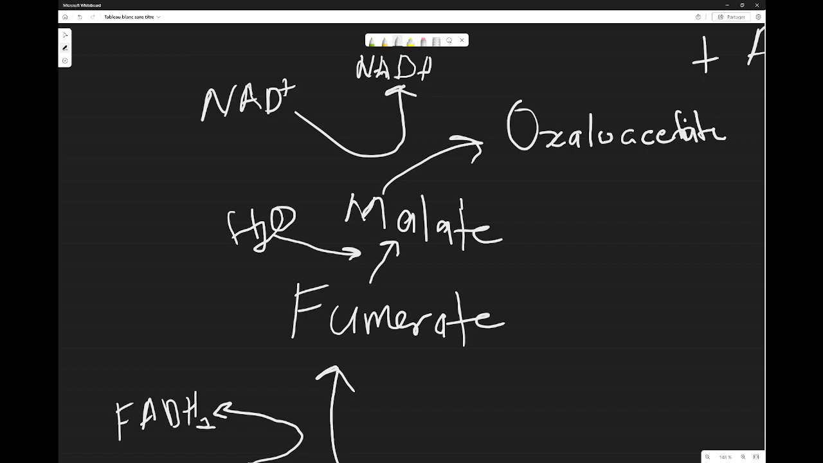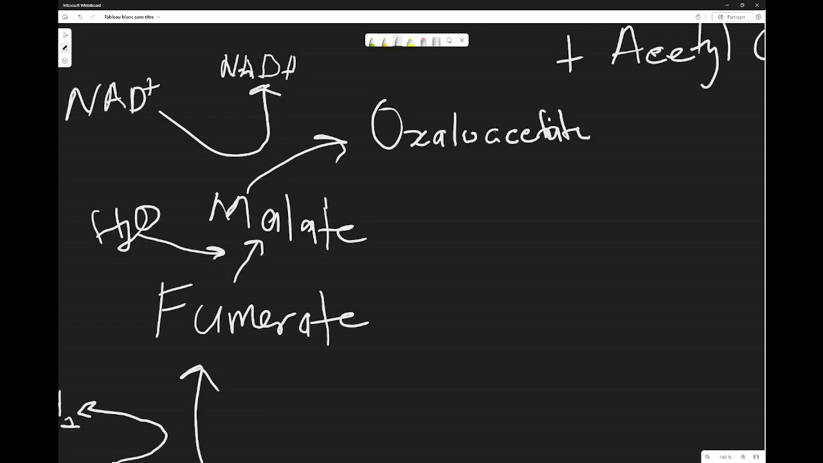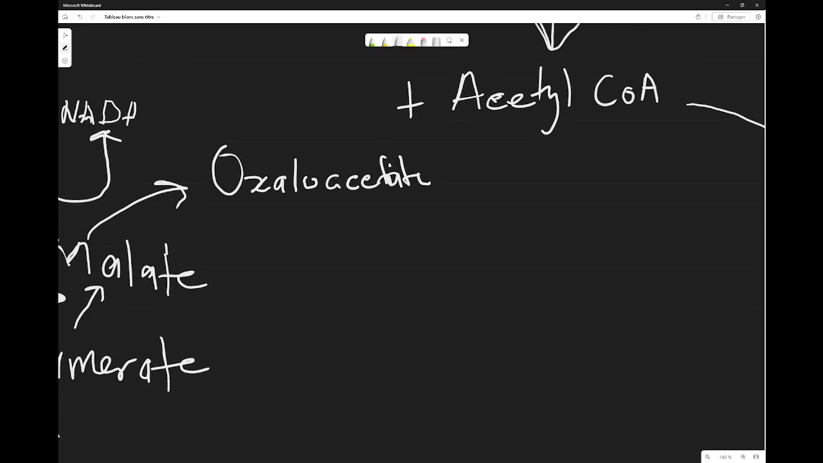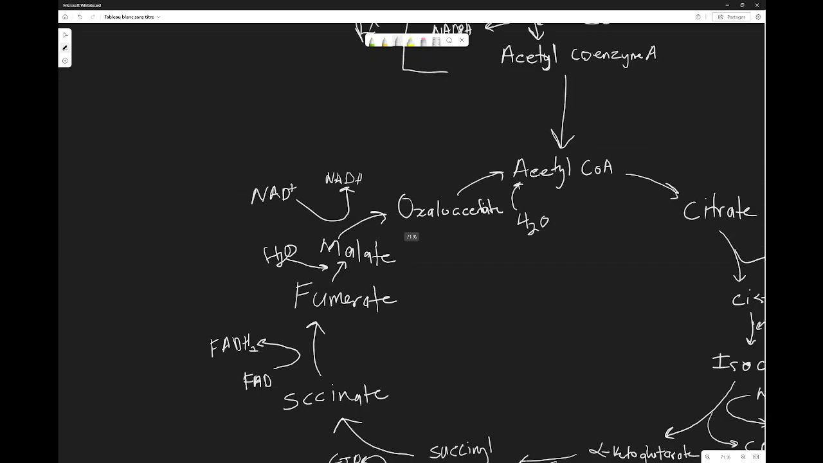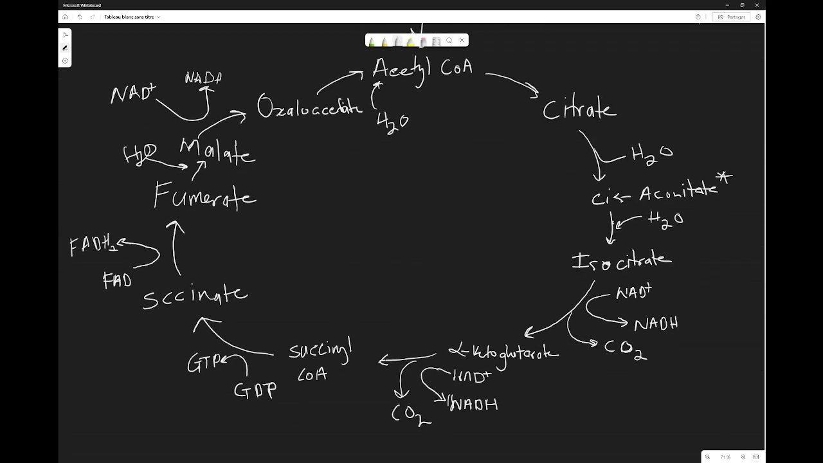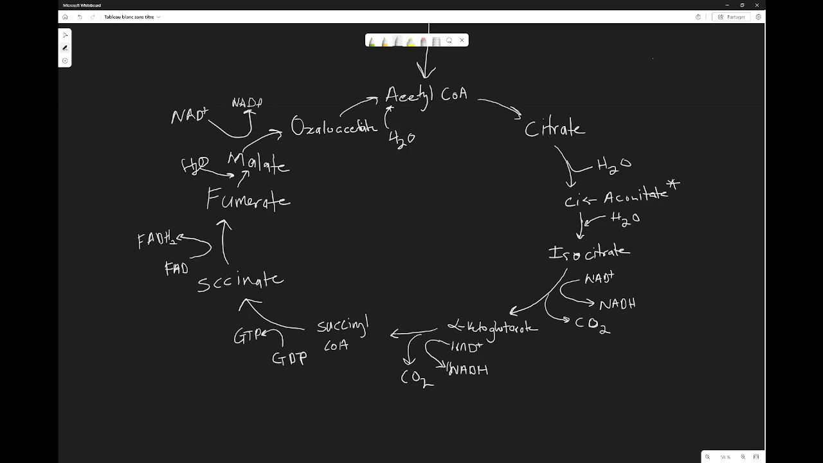Right? So this is really the entire cycle. For oxaloacetate, it's really oxaloacetate, right? And yeah, so oxaloacetate is gonna be combining with acetic acid, right, within the presence of some water, right, to now create citrate. So this is my brief explanation of the Krebs cycle.